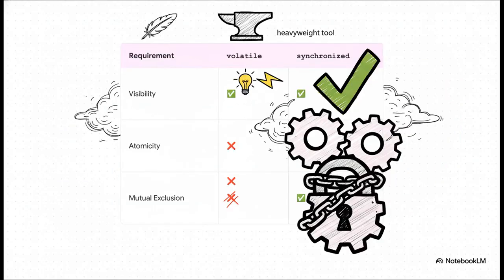And this table just lays it all out. It really shows why volatile can't replace a synchronized block. See, synchronized is the whole shebang. It gives you visibility, sure, but it also gives you atomicity for entire blocks of code and mutual exclusion, meaning only one thread can be in that block at a time. Volatile is a much lighter, more specialized tool.